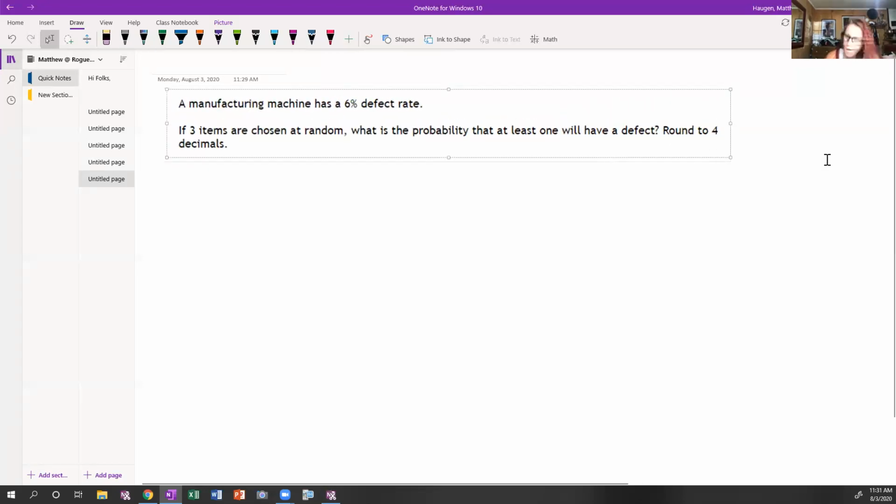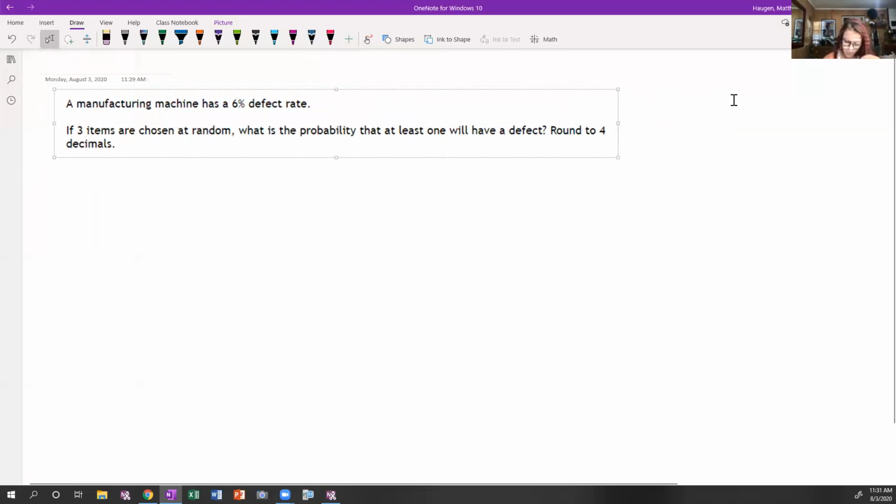Some of you are squinting. I'll make that bigger. If anything does come up too small on this, let me know. I can scale stuff.